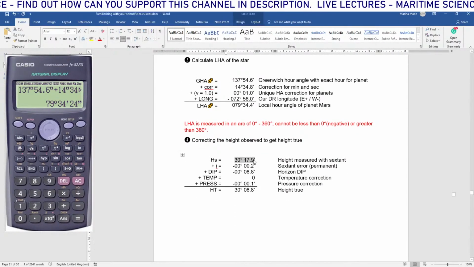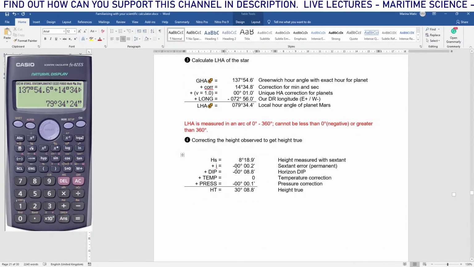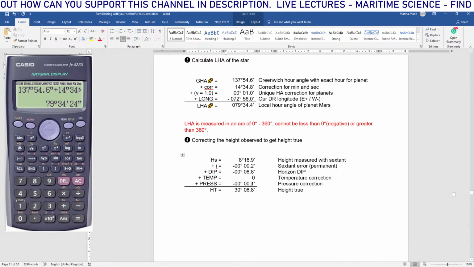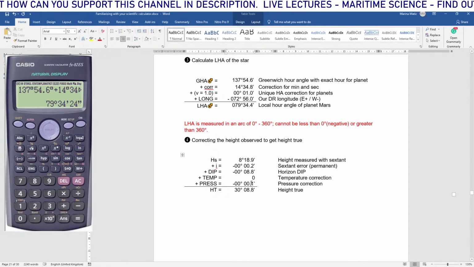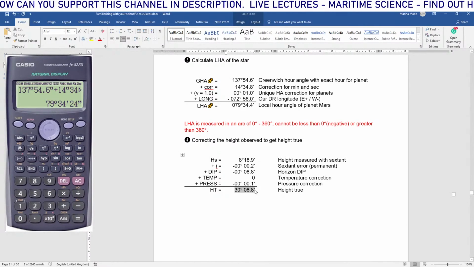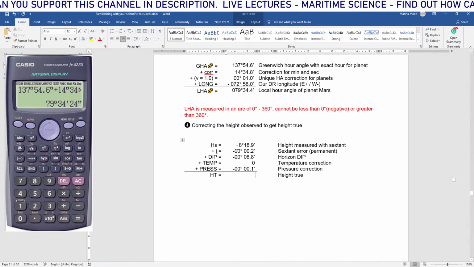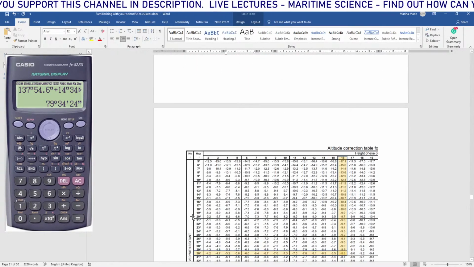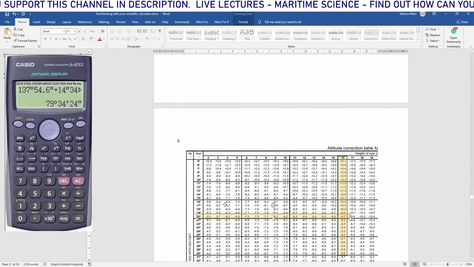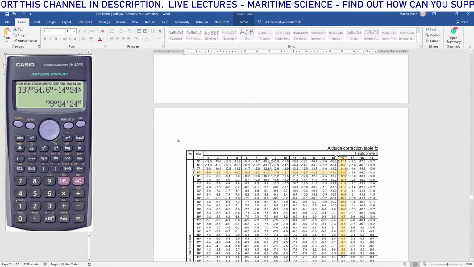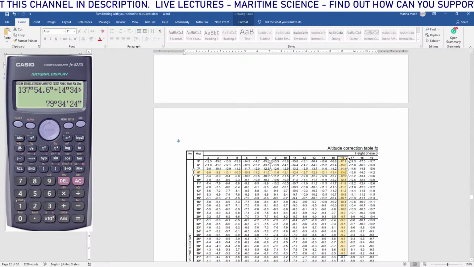So the 8 is here. Now index error, because we use the same device, is the same. This is going to be different, this is going to be different, and this is going to be different. So let's delete that. So we are looking for height of sextant 8 from the left. So from the left we need 8. And on the top we need 16.